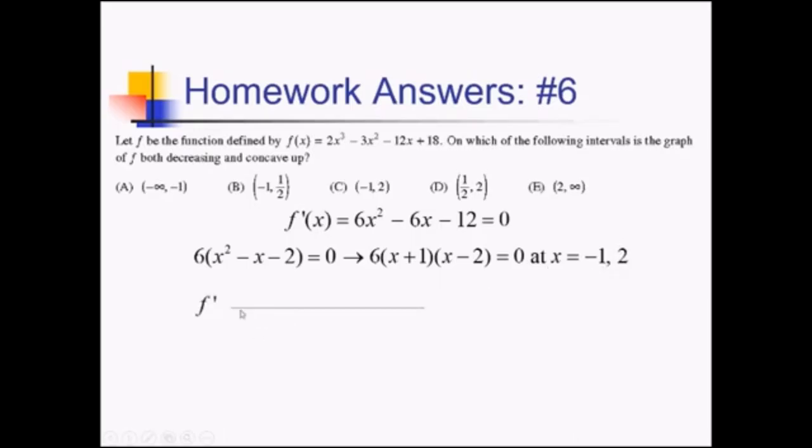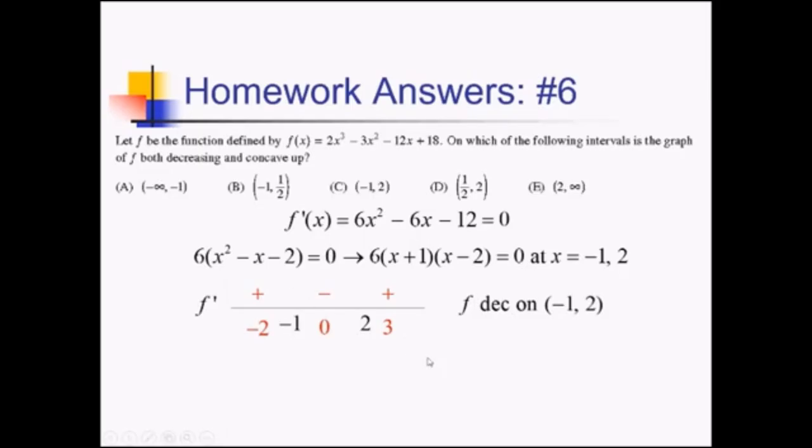So here's my f prime number line, -1 and 2 for that. And let me test some number to the left of -1, like -2. That gives me a negative and a negative, so that's positive. Between -1 and 2, we've got 0. That's a positive times a negative, so negative overall. After 2, we've got 3. Positive, positive is positive. And all I care about is decreasing. That happens wherever f prime is negative, so that would be between -1 and 2.